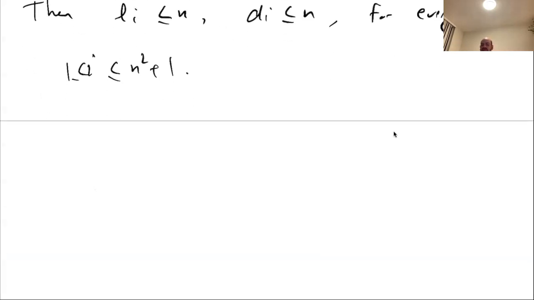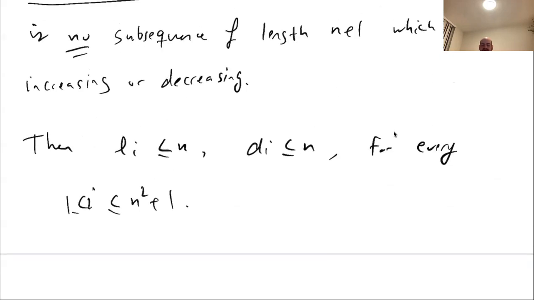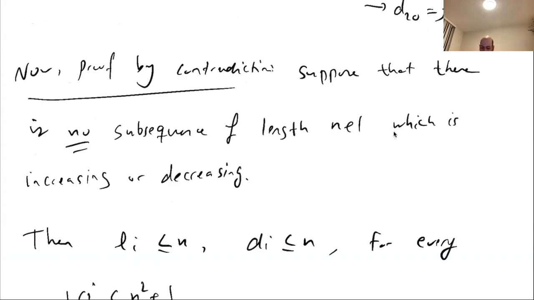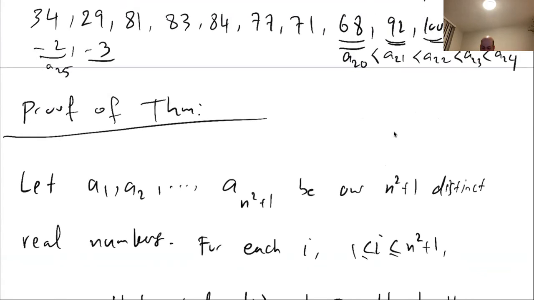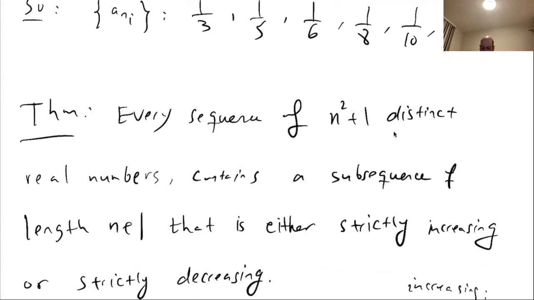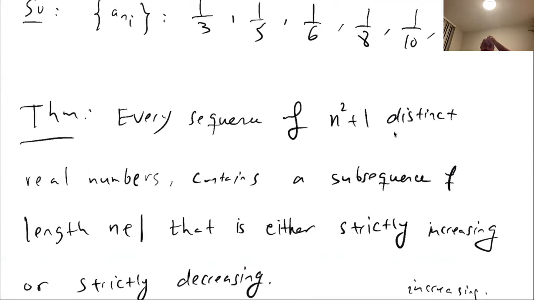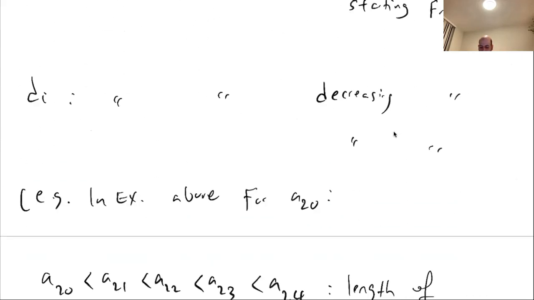Now, I still haven't told you what the boxes are and what the objects are. Well, we have n squared plus 1 numbers. Remember, the assumption of the theorem was that we have n squared plus 1 numbers. So probably the numbers are our objects, but what are the boxes?